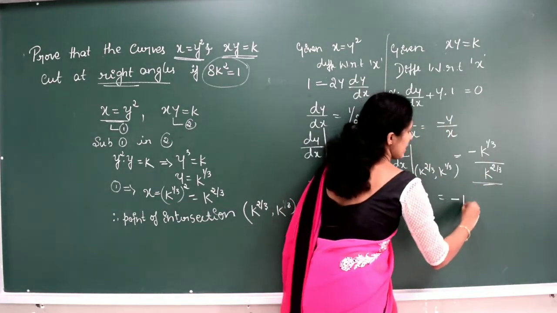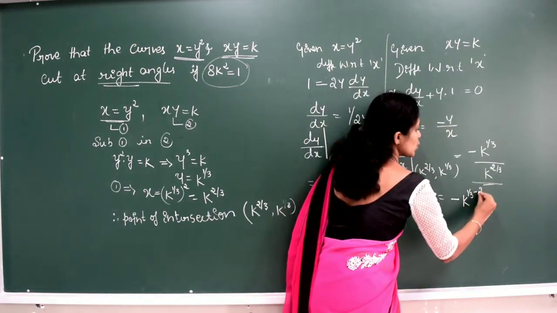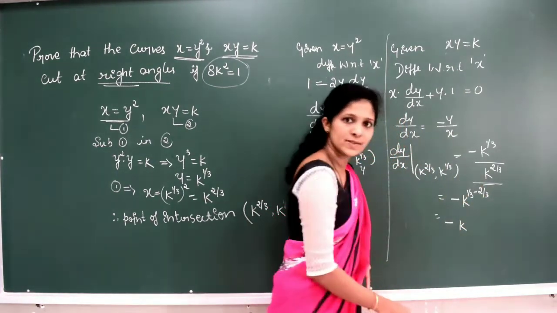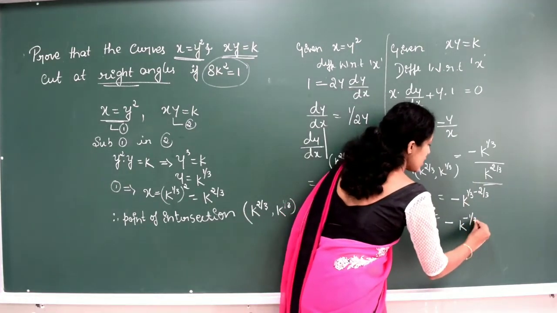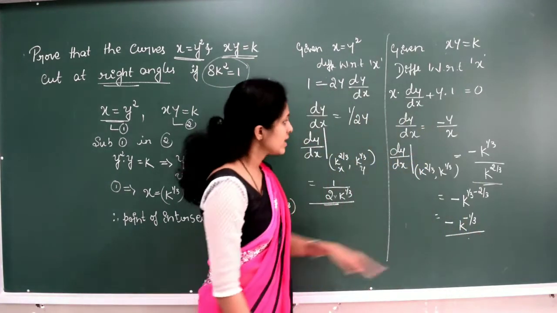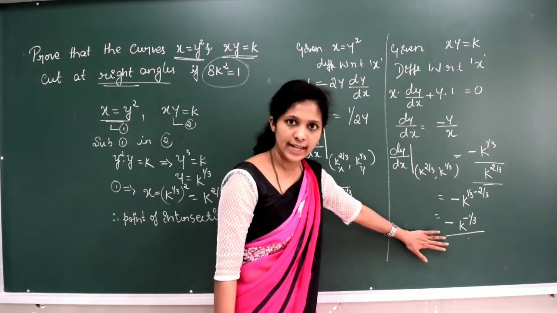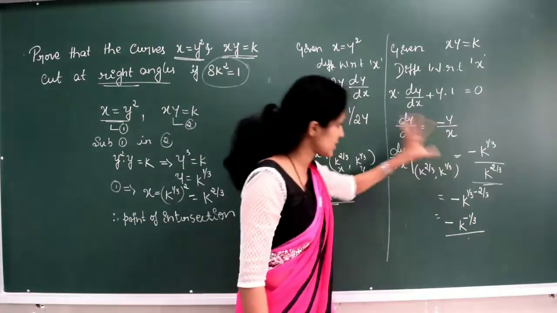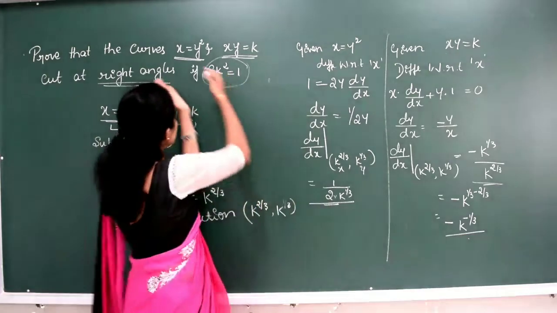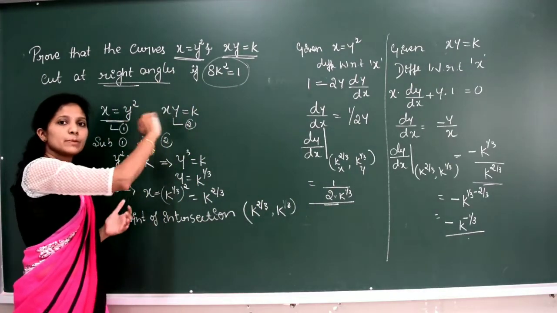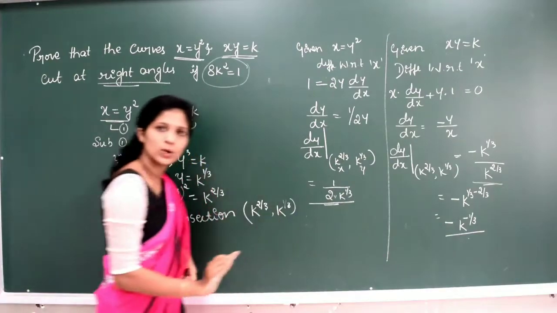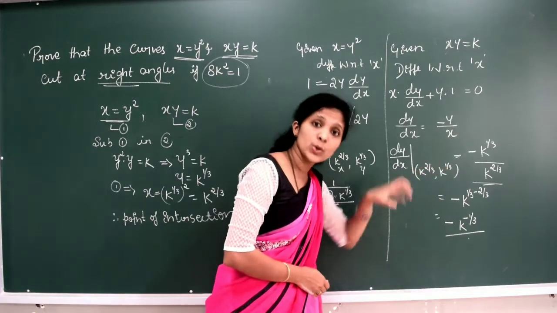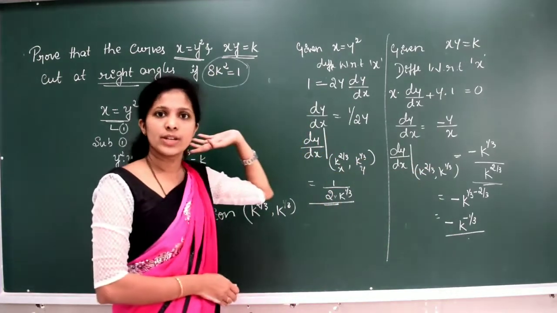So this is minus k to the power 1 by 3 minus 2 by 3, which will now be equal to minus k to the power 1 minus 2, that is minus 1 by 3. So minus k to the power minus 1 by 3 is the slope of the second curve, right? We got the slope of the first curve at this point and the slope of the second curve at this point. Now, since they are perpendicular, the product of these slopes should be equal to minus 1. By using that, you have to prove that 8k square is equal to 1.